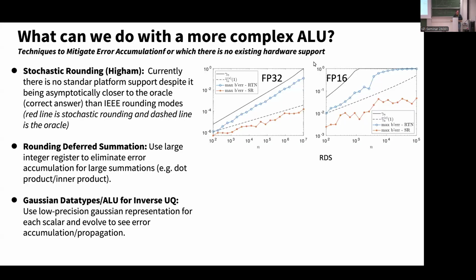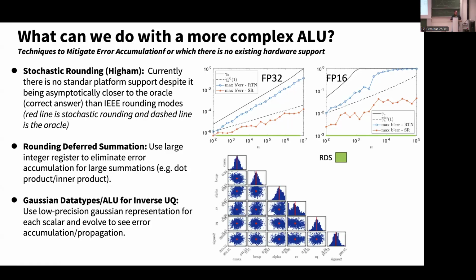So this is where we get to: what can we do with a more complex ALU? We've got stochastic rounding. There are many flavors. I'd like to conduct some experiments with the emulator to say which flavors are better than other flavors. Same with rounding deferred summation. Maybe we don't need it; like Jim was saying, maybe double is enough. I don't know. Gaussian data types. So this is even crazier. Oh yeah, if you do rounding deferred summation, so this is the Higgins diagram, you'd be basically flat across. But anyways, the other thing is Gaussian data types.